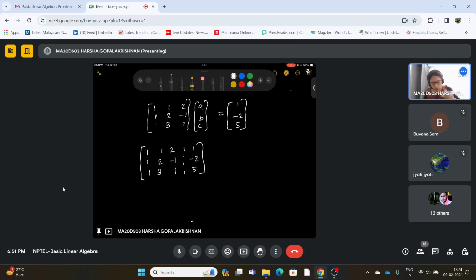Now we need to reduce it to row echelon form. So what will we get? Do you want me to do all the calculation, or can you try it?